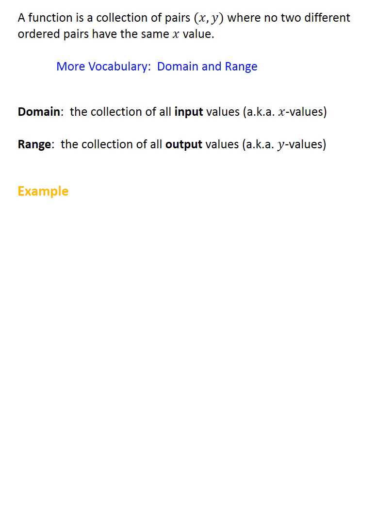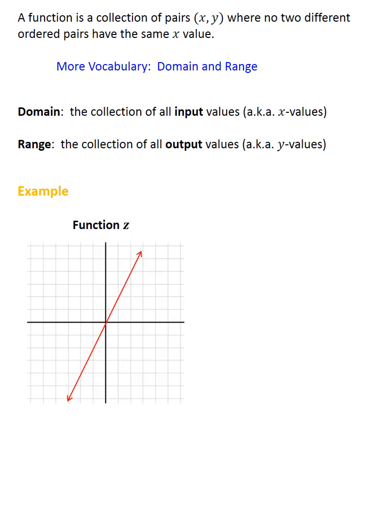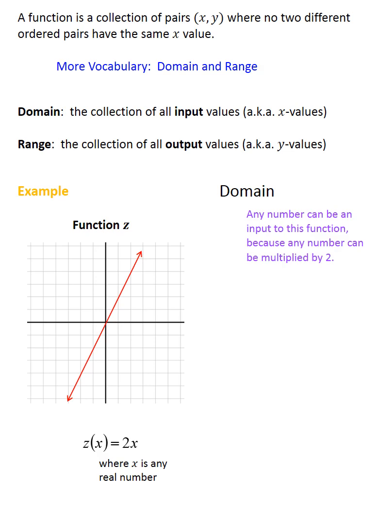Let's look at another example of domain and range. Recall the function z from earlier in this video, where z of any input is 2 times that input for any real input x. The domain of this function is all possible inputs. That's the definition of the domain of any function. But notice for function z, any number can be an input to this function, because any number can be multiplied by 2. And if any number can be an input, and the domain is all possible inputs, then it's fair to say that the domain is all numbers or all real numbers.